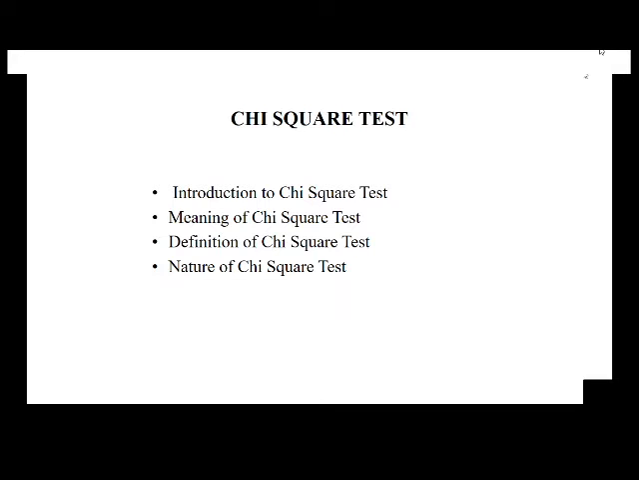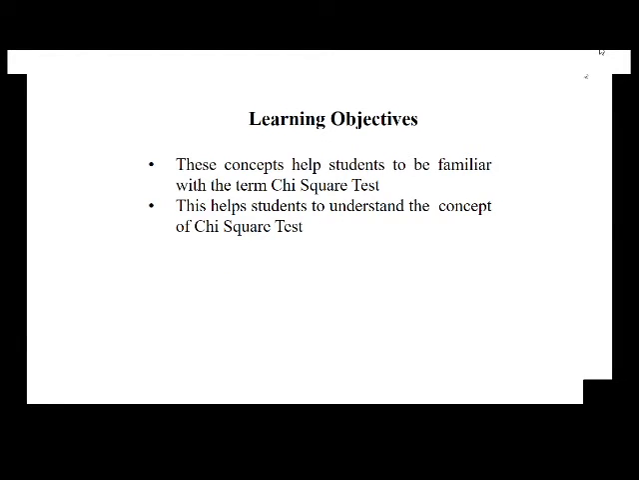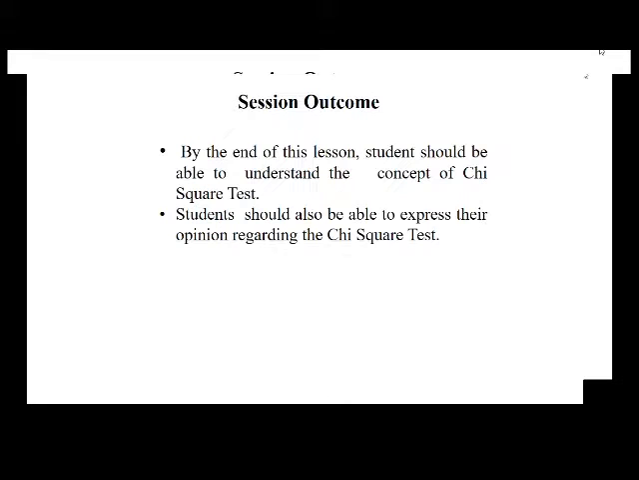So, in the case of chi-square test, this slide includes the introduction of chi-square test, meaning of chi-square test, definition of chi-square test, and nature of chi-square test. The learning objective of this session is to help students become familiarized with the term chi-square test. It is also called x square, x to the power of 2. This helps a student to understand the concept of chi-square test.